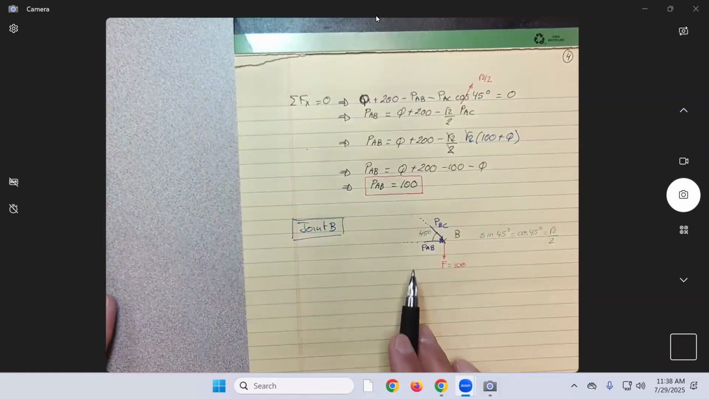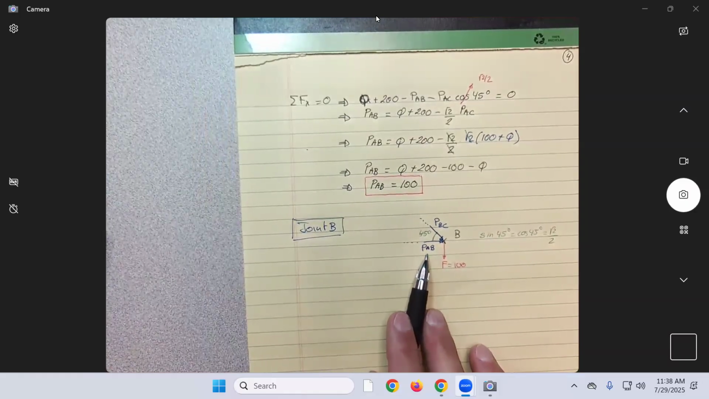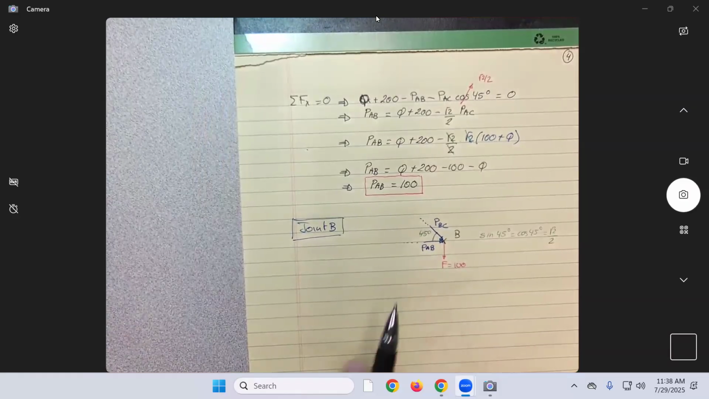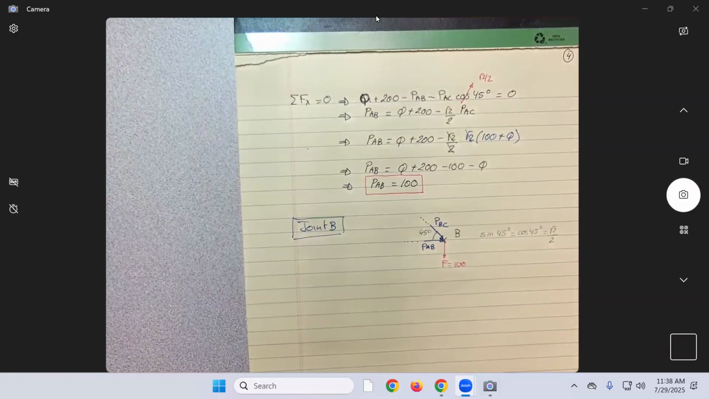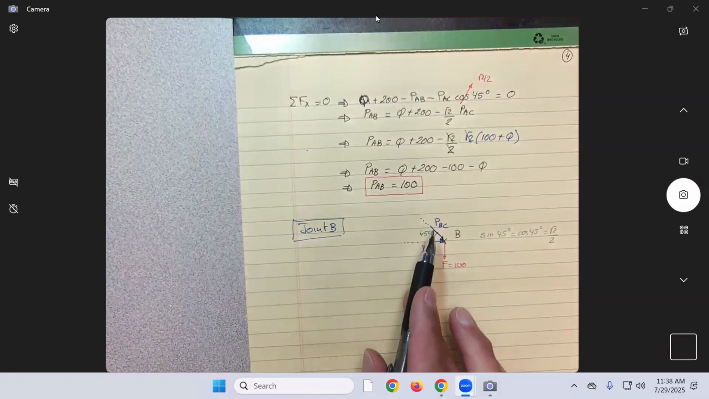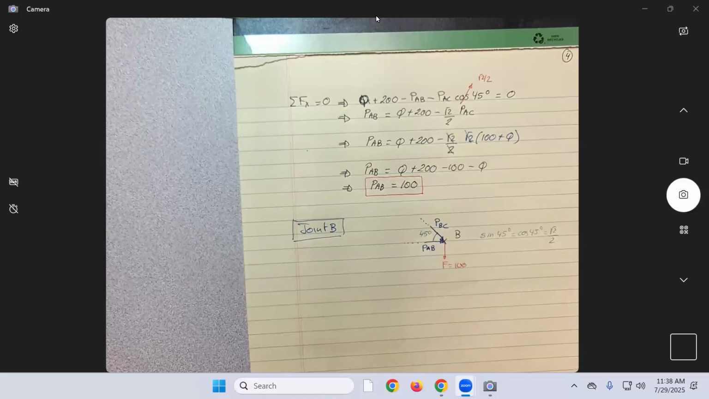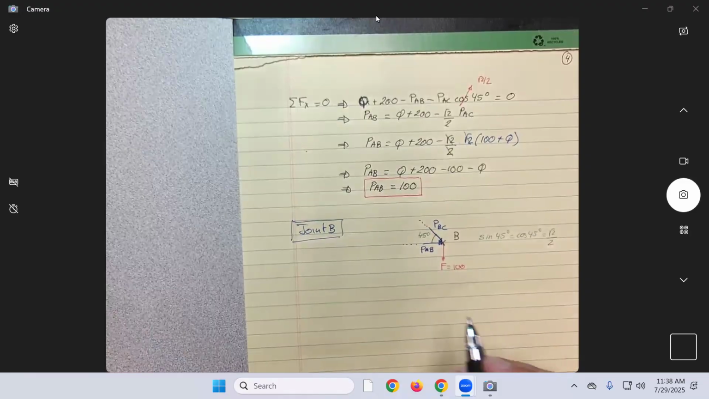And we do the same thing. So this time it doesn't matter because we know PAB. So we can do either first summation of forces on the X or summation of forces on the Y in order to find the only unknown, which is PBC. So you can either do summation of forces on the X or the Y. So let's do it on the X.